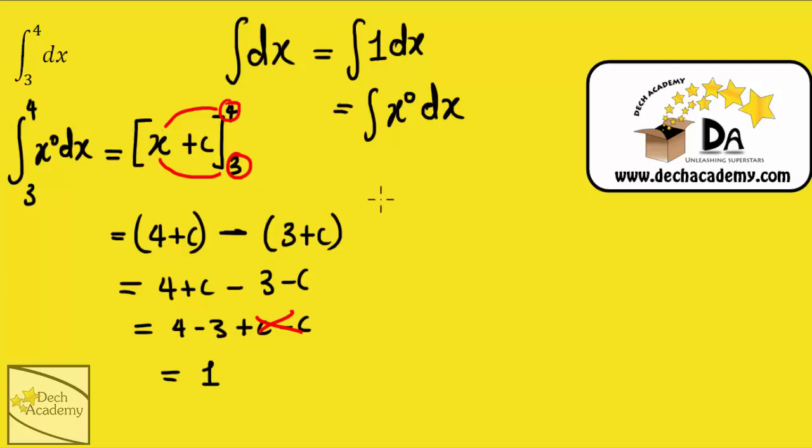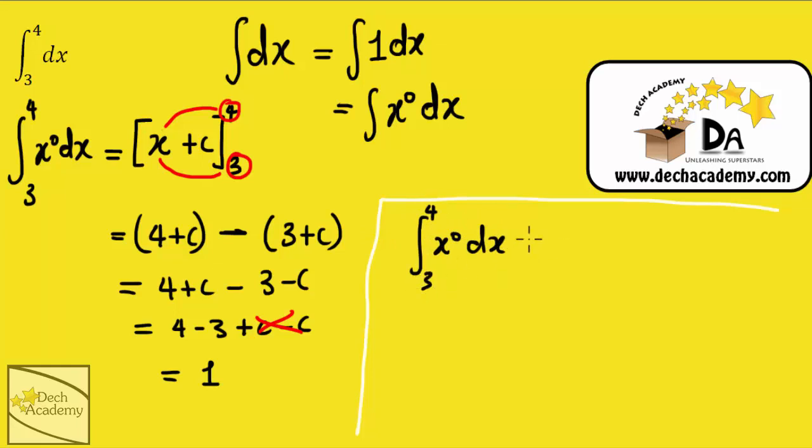The way I like to express problems, well, definite integral problems, is as follows. So I have to find the definite integral of some function, in this case it was x to the 0, with respect to x, with the upper limit 4 and the lower limit 3. I like to first say, okay, I need to find the indefinite integral of my integrand, in this case x to the 0, and then I need to substitute the limits in turn.